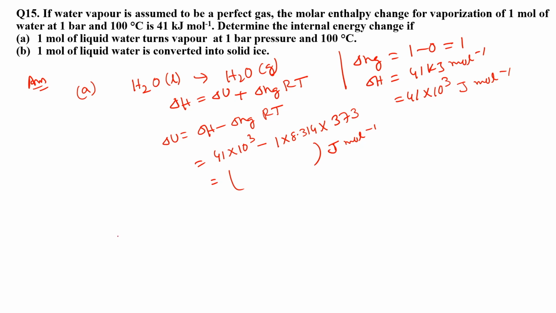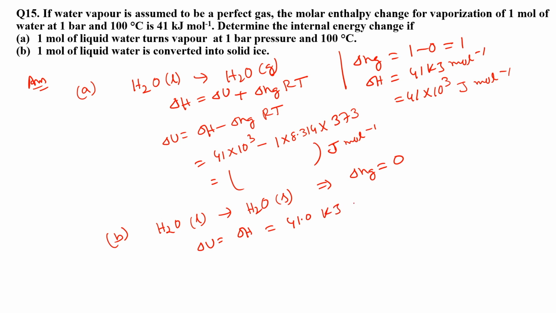Now part B. In part B, H2O liquid goes to H2O solid. So delta Ng is 0 here, because the molar volumes of liquid and solid are very much comparable. So delta U here is nothing but delta H. So you get 41.0 kilojoule per mole. So this is also a very good problem.